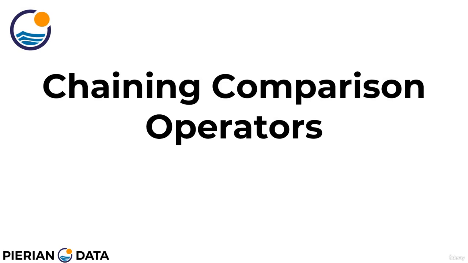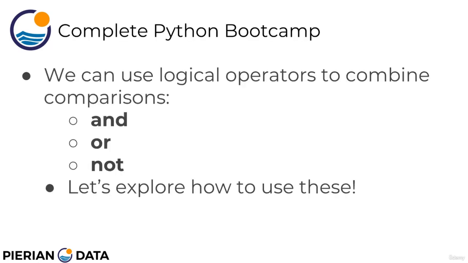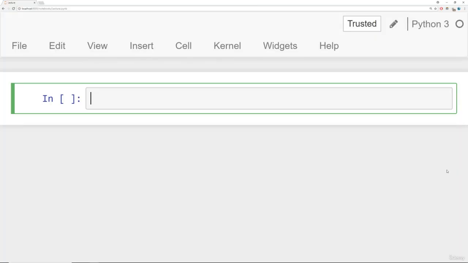Now we're going to discuss how to chain together different comparisons. We can do this with the use of what are called logical operators, and they allow us to combine comparisons. The key logical operators we're going to be discussing here are the AND keyword, the OR keyword, and the NOT keyword. So let's explore how to use these keywords, as well as chaining comparisons without the use of these keywords.